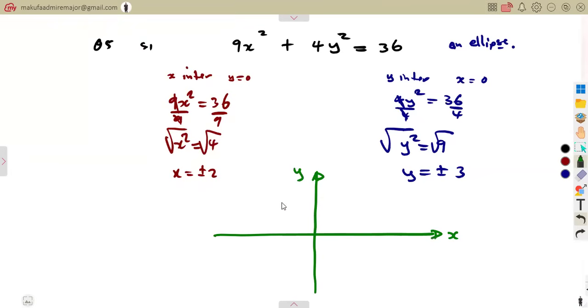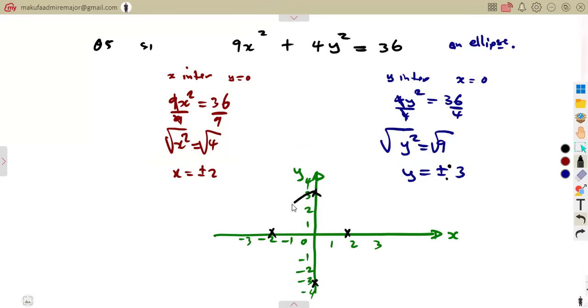So by just looking, you can see that the x is at plus 2 and minus 2. So let's say I've got 0, 1, 2, 3, something like this. So just going to have 1, 2, 3, 4, and so on. Minus 1, minus 2, minus 3. So what is important is the x at positive 2 and at negative 2. The y value, positive 3 and negative 3.